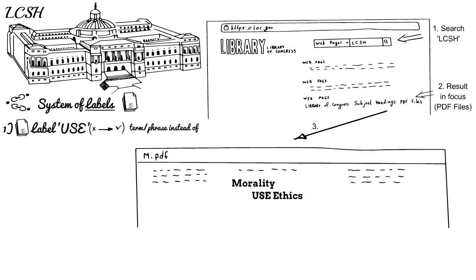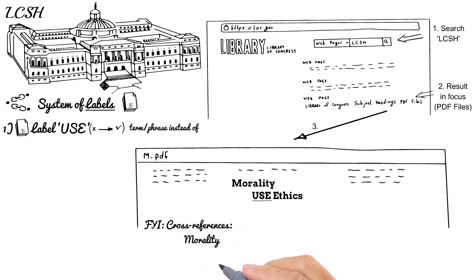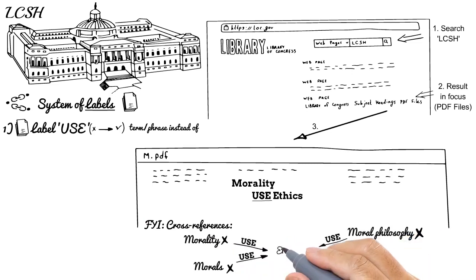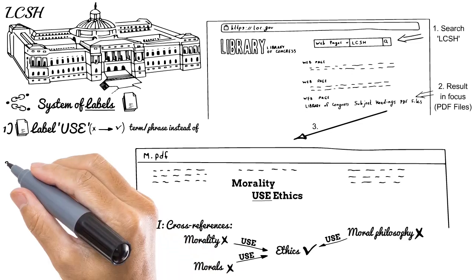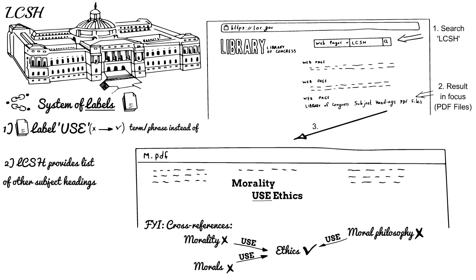In other words, the special label USE helps to determine which words and phrases are not used, with cross-references from them to the proper terms. It's like having one main term for each list of its synonyms or analogs, words or phrases with a similar meaning. Once you find the proper term, the LCSH list will also show you a list of other subject headings that are related to it.